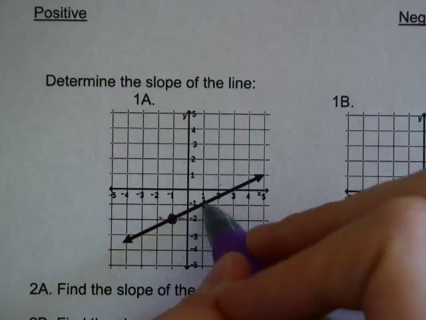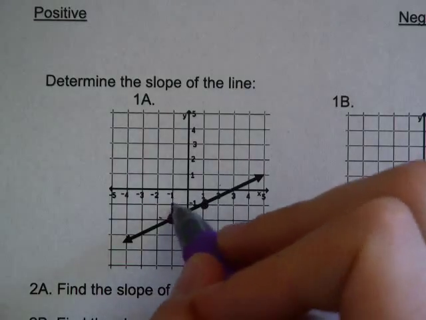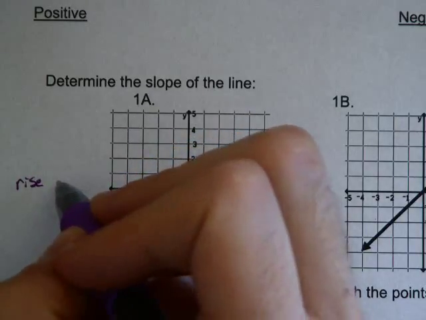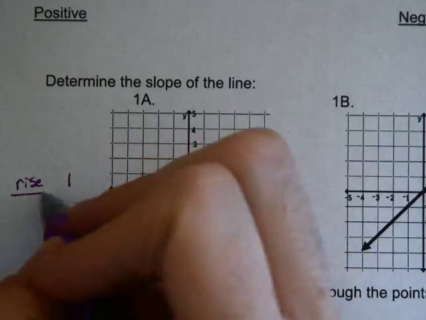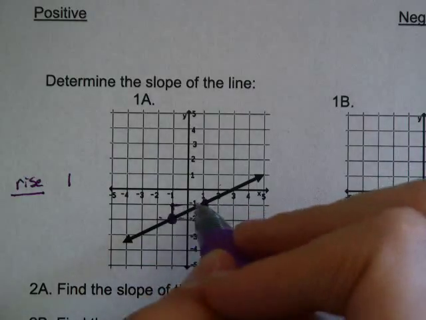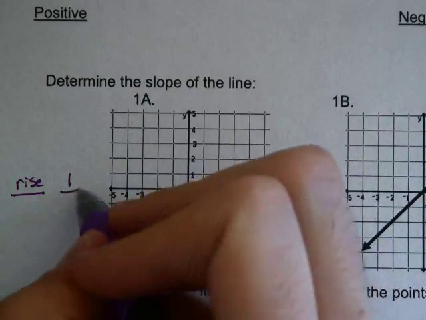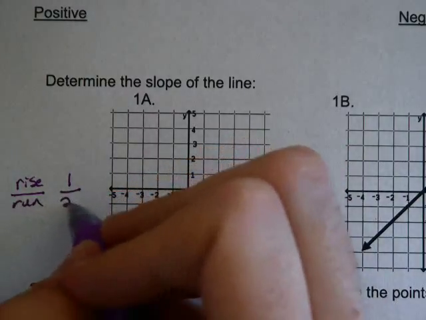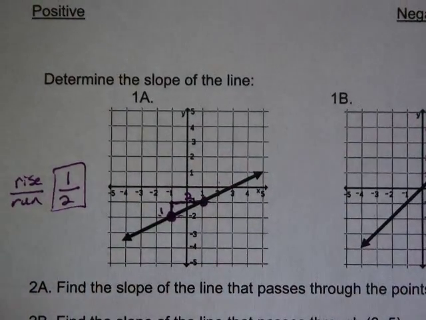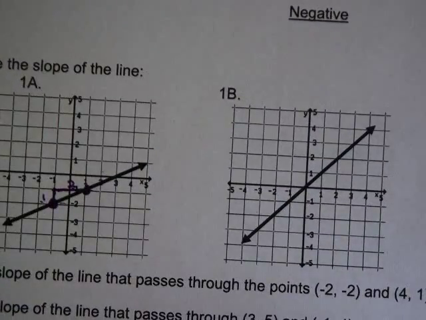And you go to the next one. Here's the next one. So you rise. We went up 1, so the rise is 1, and it's positive because you went up. Then you go to the right, 1, 2. So that's 1 up, 2 to the right. The rise is 1, the run is 2, so our slope is going to be 1/2. All right? Try this next one. See if you can do this next one.